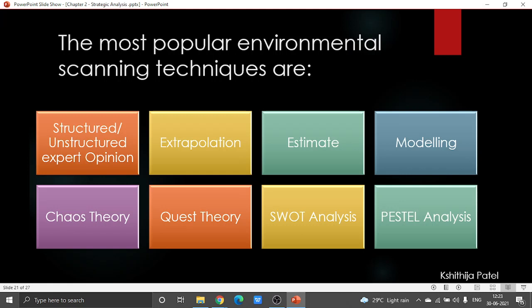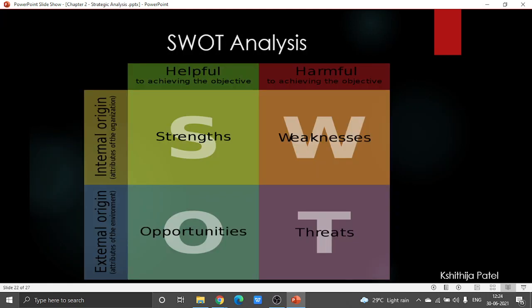From the time we started this, we have discussed 7 major methods: structured or unstructured expert opinion, extrapolation, estimate, modeling, chaos theory, quest theory, and mapping. The next 2 are SWOT analysis and PESTLE analysis, both of which we have to deal with in detail. The first one is SWOT analysis. SWOT stands for the acronym Strength, Weakness, Opportunity, and Threat analysis.